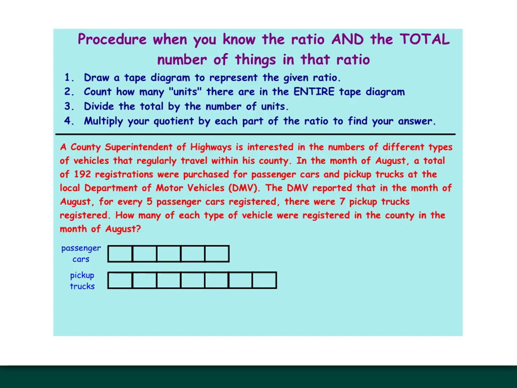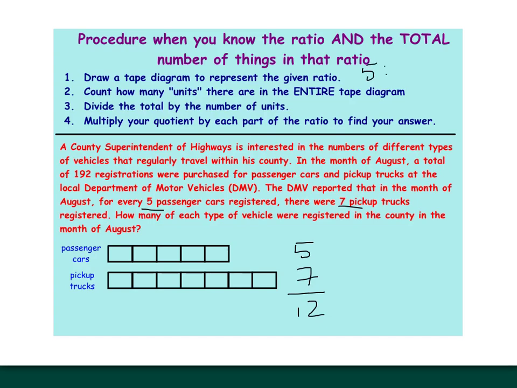So I've completed my tape diagram. Notice my passenger cars, it said there was 5 of them, so I created 5 boxes of equal size. It told me there were 7 pickup trucks, so in my pickup truck length, I have 7 of the same boxes. Step 2 then asked me to count how many units there are in the entire tape diagram. Well, if I have 5 passenger car boxes and 7 units representing pickup trucks, that means I have a total of 12 units for my entire diagram.